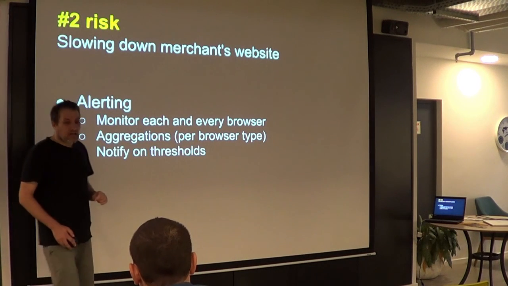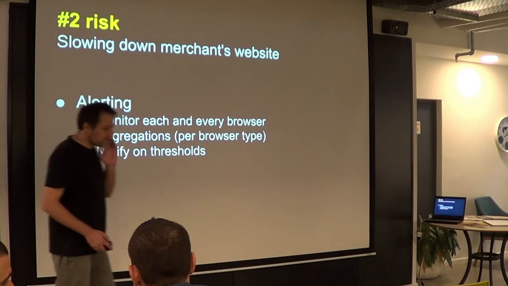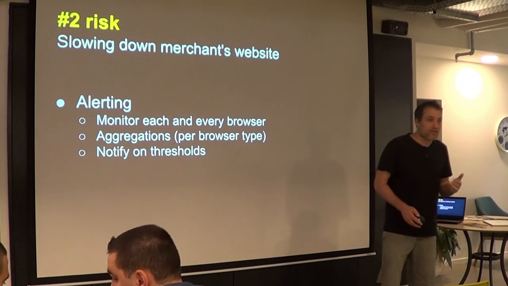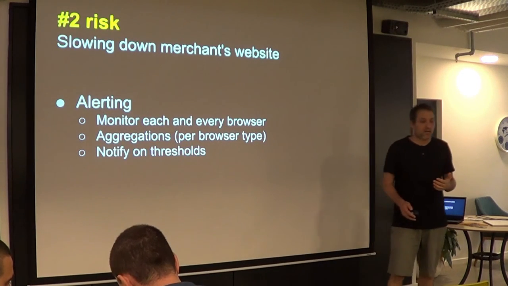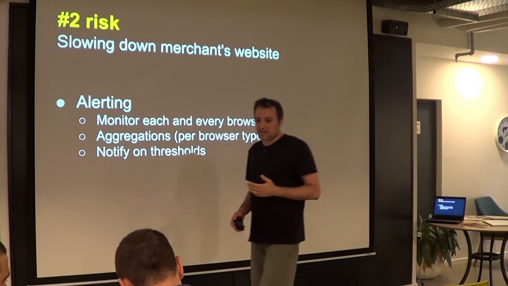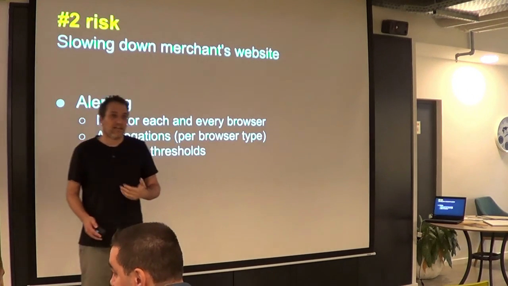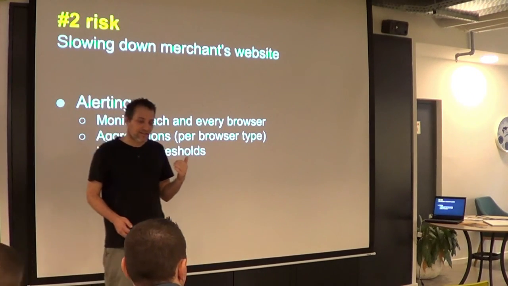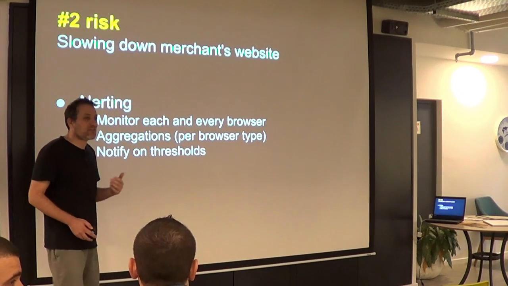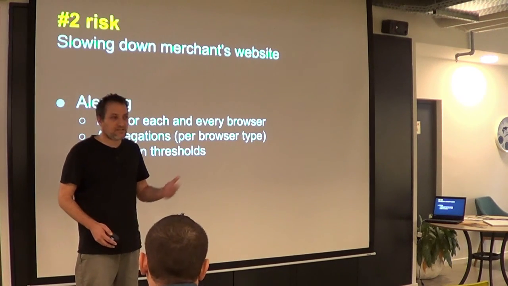So the second risk that the business defined is that our JavaScript snippet that our customers have would hurt the performance of our merchants. Because the worst thing that could happen is that someone wants to buy something and it fails. And the second worst thing that can happen is that someone tries to browse the web page and it's too slow.